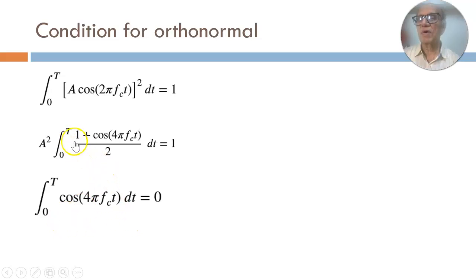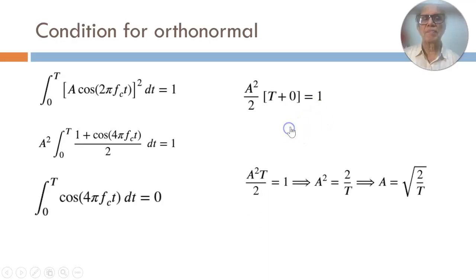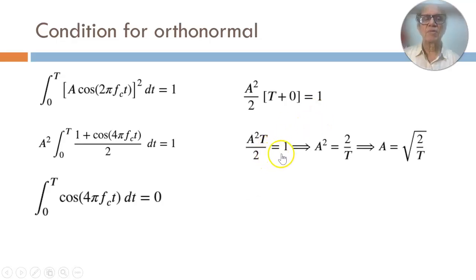So the only thing left is now 1, and outside we'll get A squared by 2. 1 integrated will be t, and you put the limits 0 to T. So you will get A squared by 2, and then this 1 is t, so T minus 0 is equal to 1. Okay. So when you put the limits, well, I think there is a small error here. It should be T minus 0. Anyway, the result doesn't change. So A squared by 2 into T is equal to 1, which means A squared into T by 2 is equal to 1, or A squared is equal to 2 by T, or A is square root of 2 by T.